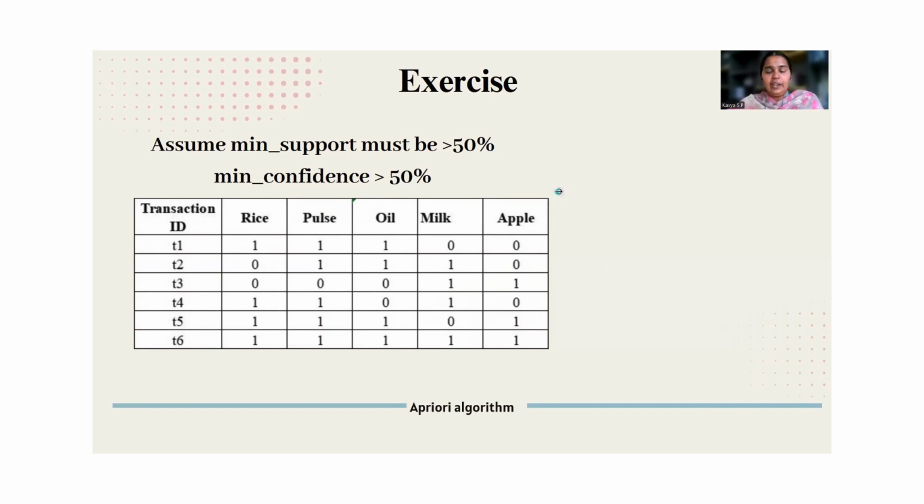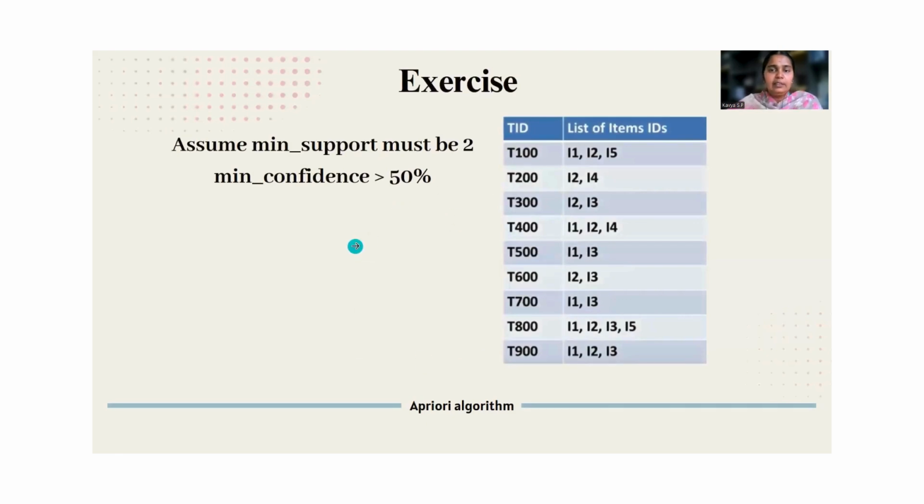Yes, evaluate it and let me know the solution. Here is another example or an exercise. Instead of taking some real-time variables like bread, butter, jam, I've given items that are numbered I1, I2, I3. Here I have made an assumption that instead of mentioning minimum support in percentage, I have given it in numerics. The minimum confidence must be 50%. Yeah, please make a note.